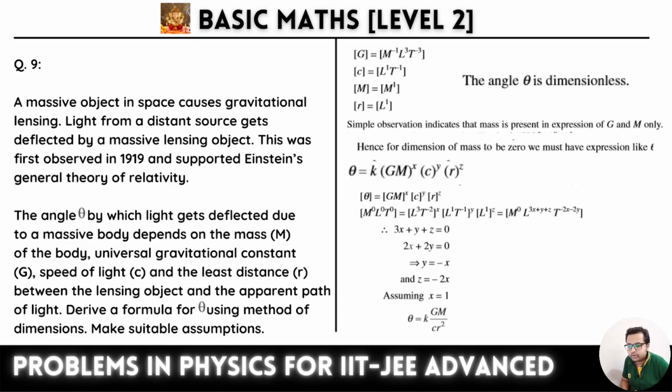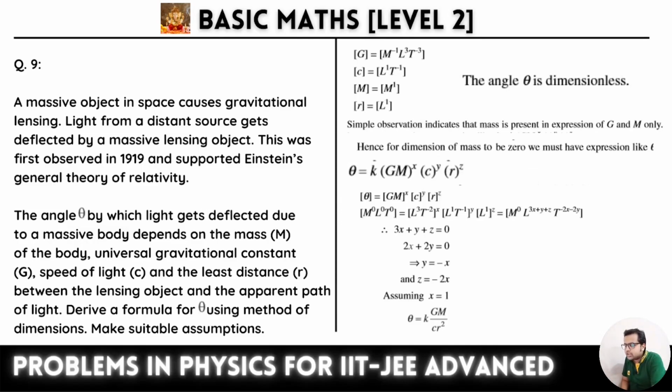So you are getting y is equal to minus x and z is equal to minus 2x. So you are not getting the exact value. Whenever you don't get the exact value, you have to make some suitable assumption. So let us assume x to be 1. When you put x is equal to 1, you get y is equal to minus 1 and z is equal to minus 2, and just put it in the equation. So we get theta is equal to k gm upon cr square.